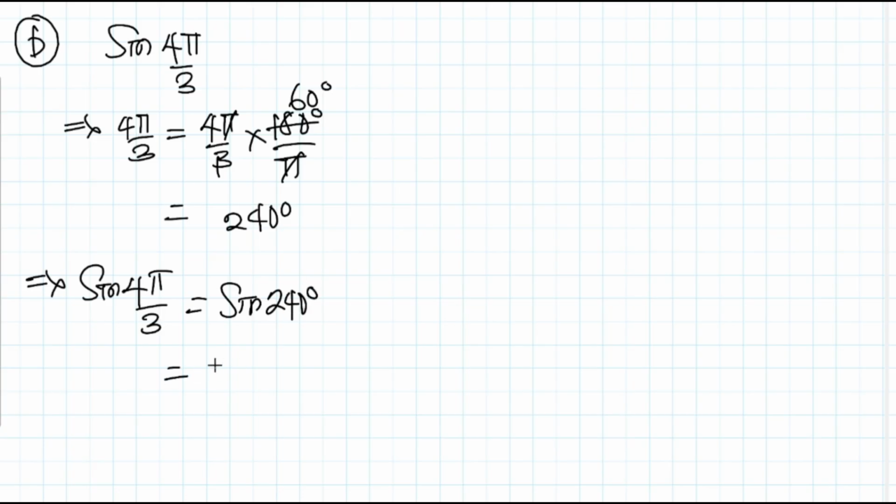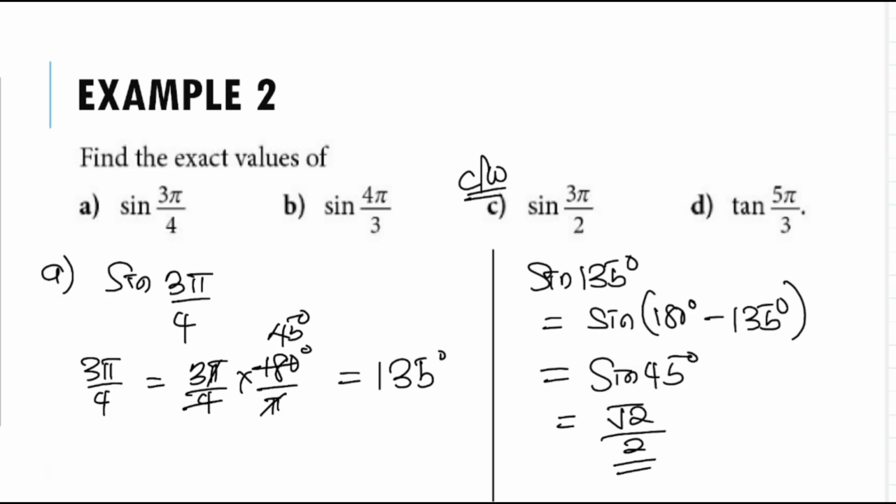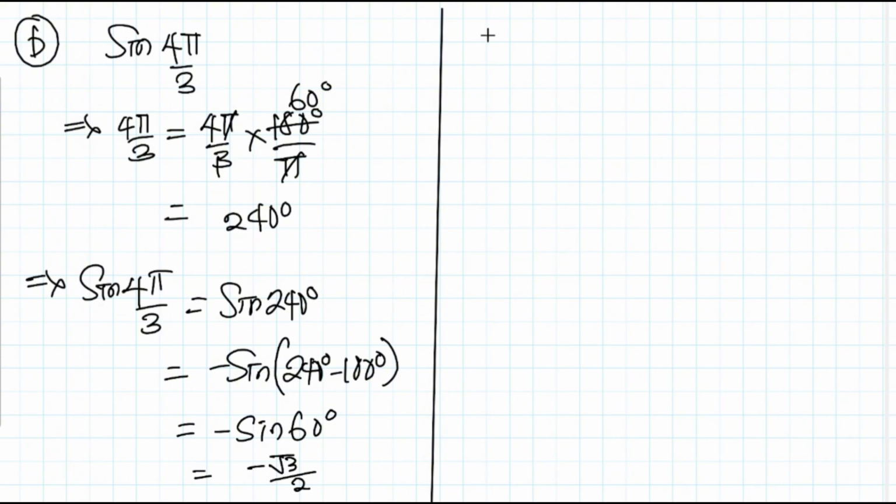Okay, 240 is in the third quadrant, and sine is negative there. And the formula for the acute angle there is 240 minus 180. So this is equal to minus sine of 60 degree, and sine 60 degree is root 3 all over 2. So that's the answer. And then we have the last one, which is D. So pause the video and solve for C. We take D, tan 5 pi over 3.